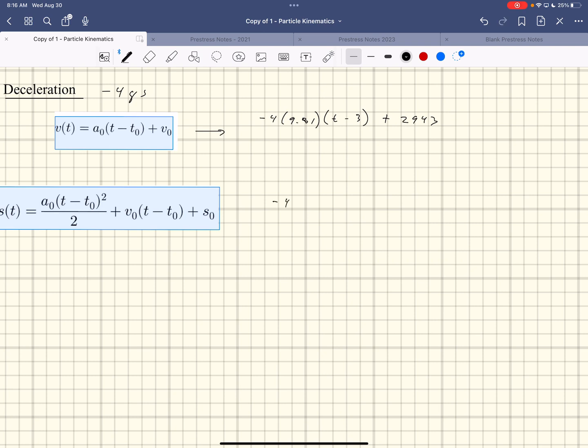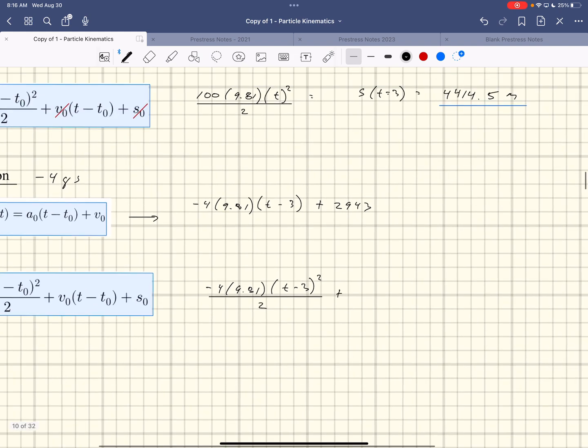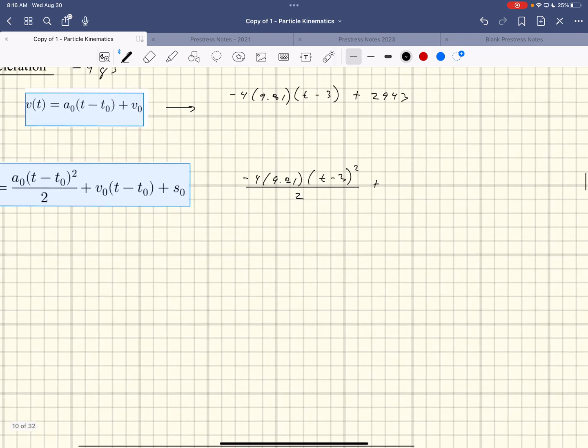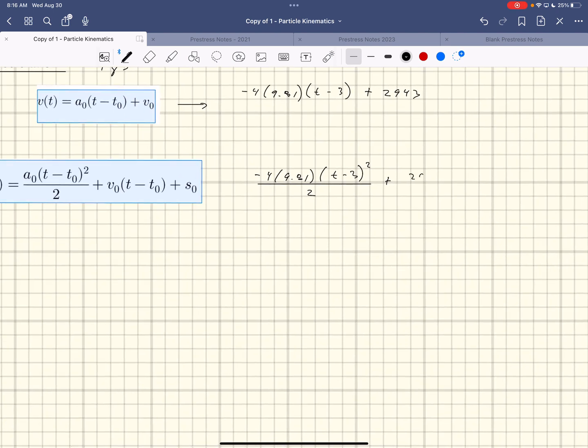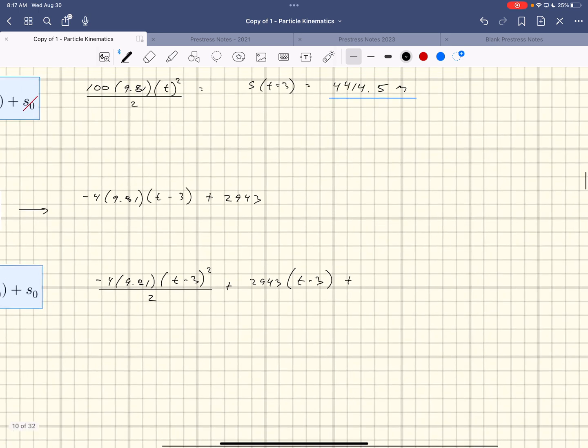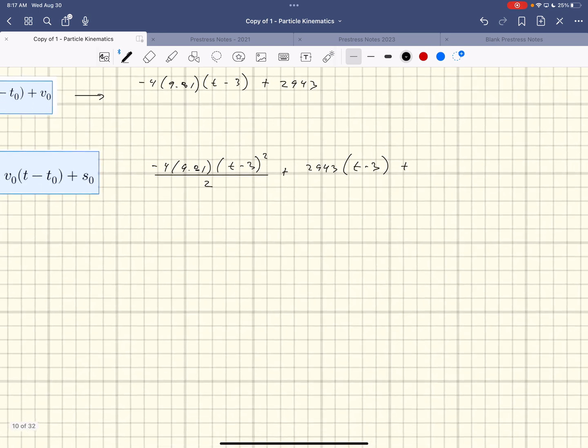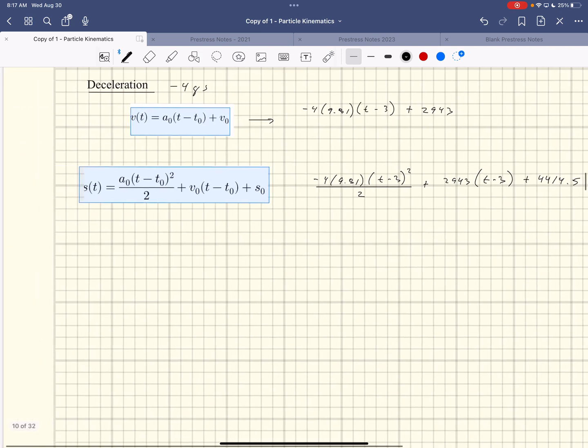A naught is -4 times 9.81. That's A naught times T minus 3 seconds squared, all of that over 2. Plus V naught again, 2943, times T minus 3 seconds, plus S naught, which is 4414.5. Okay, and that's what S of T is.